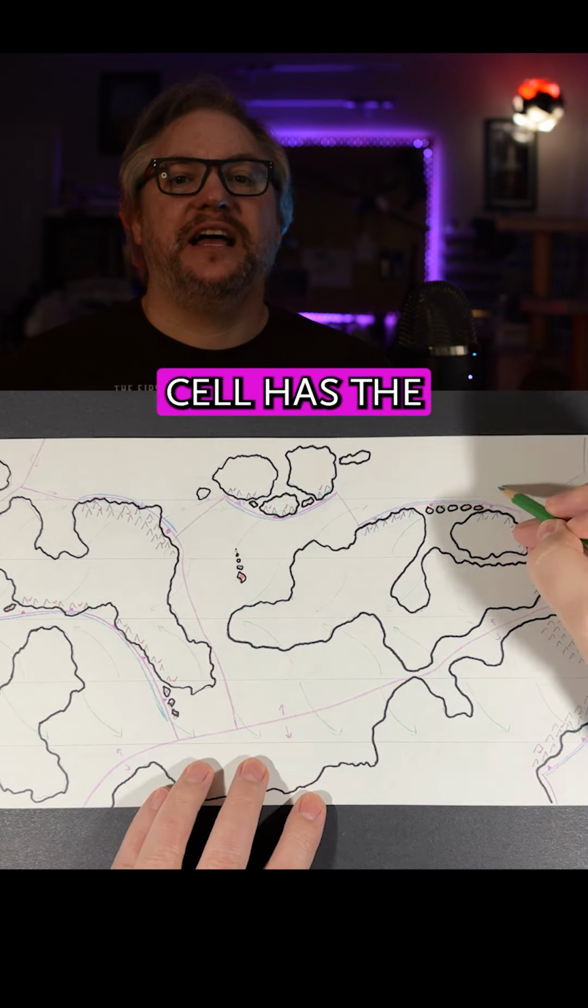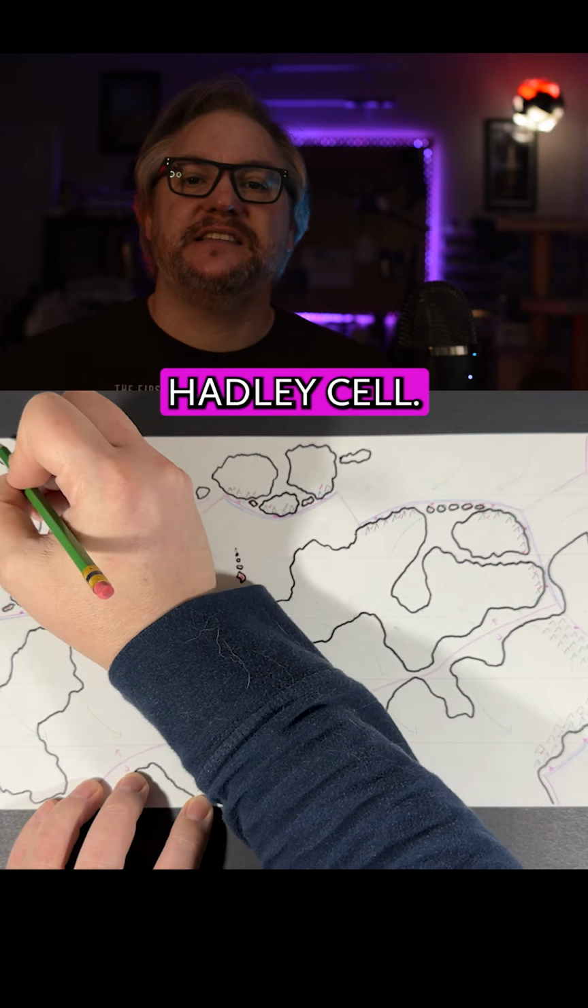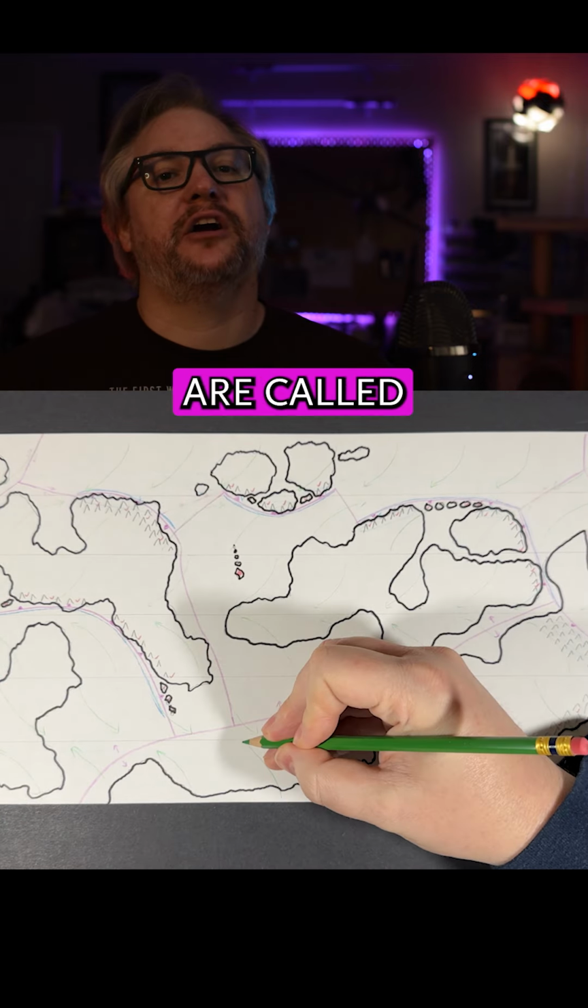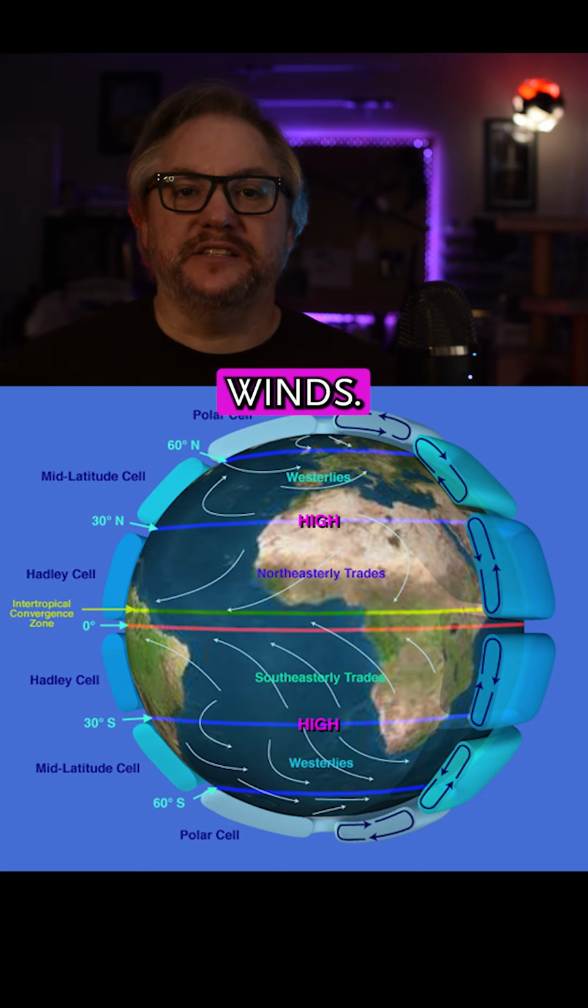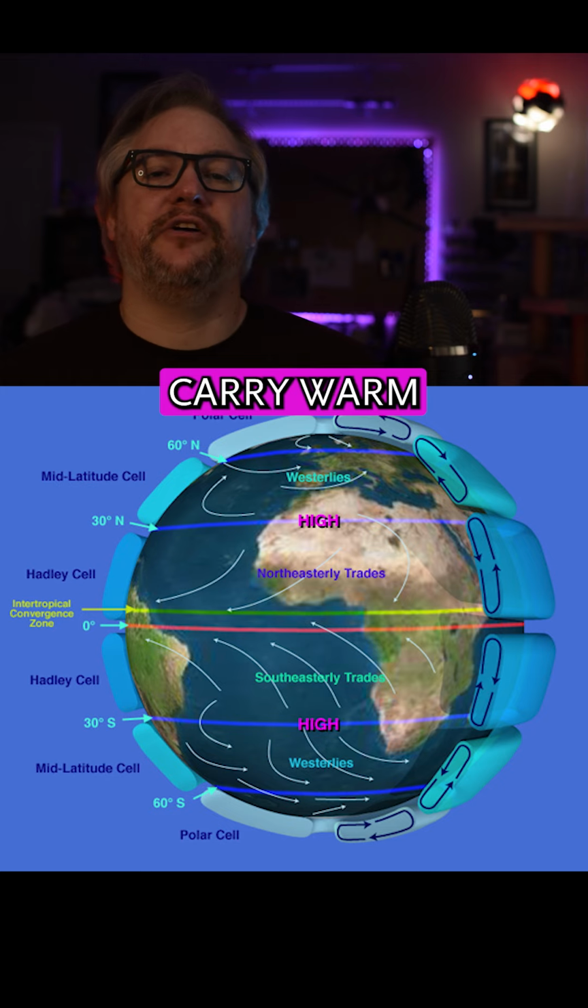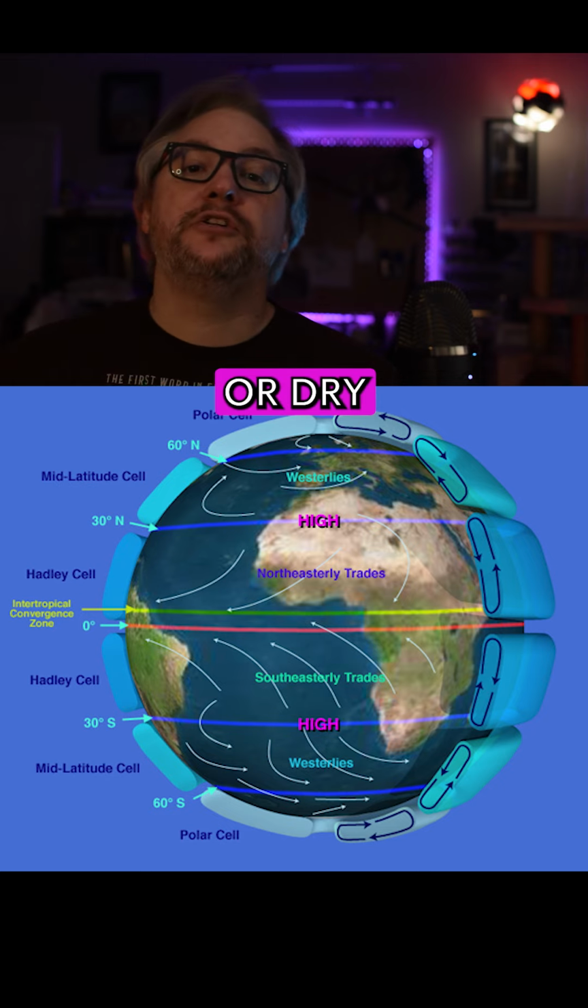The polar cell has the same rotation as the Hadley cell, and the winds it produces are called the polar easterlies. All of these winds are called the prevailing winds, and they're very important because they either carry warm or cold air or dry or humid air.